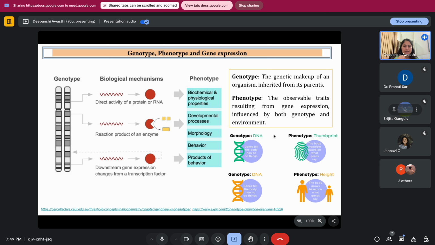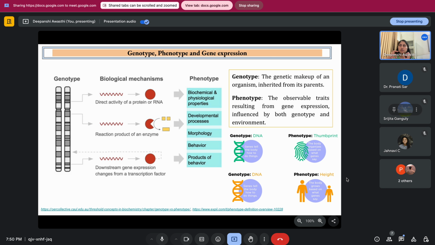In the right figure, the DNA is the genotype, which means the genes which tell the body how to do things. The thumbprint is the phenotype, meaning the body organizes based on what the genes say. Similarly, the genotype will be the DNA gene containing the information for height, and the phenotype will be the height which you observe.